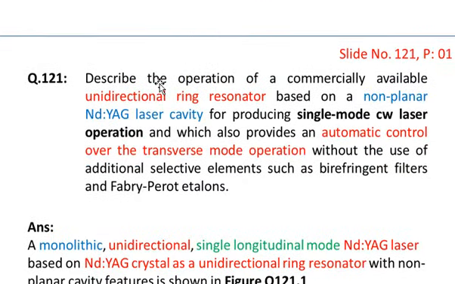Question is, describe the operation of a commercially available unidirectional ring resonator based on a non-planar Nd:YAG laser cavity for producing single mode continuous wave laser operation, and which also provides an automatic control over the transverse mode operation without the use of additional selective elements such as birefringent filters and the Fabry-Perot etalons.